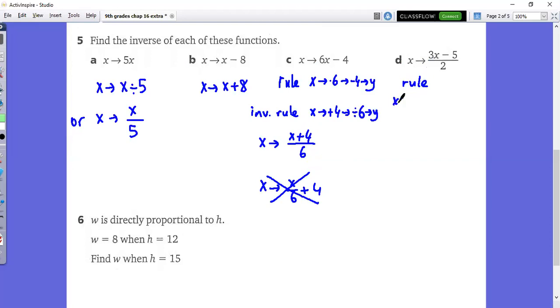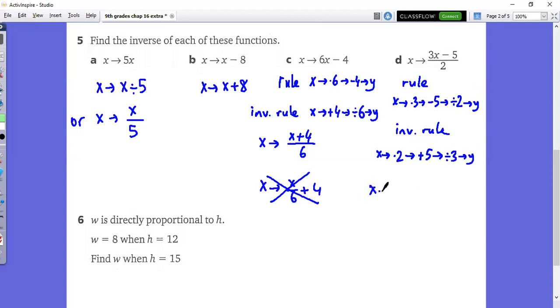Here, we need to analyze the rule again. What's applied to x? First, x is multiplied by 3. It's decreased by 5. And finally, divided by 2. Fraction. At the bottom, we have 2. That's dividing by 2. So y is generated. So in the inverse rule, what will be applied to x? We should start from backwards again. Don't divide by 2, multiply by 2. Don't subtract 5, add 5, using inverse operations. And don't multiply by 3, divide by 3 to generate y coordinate.